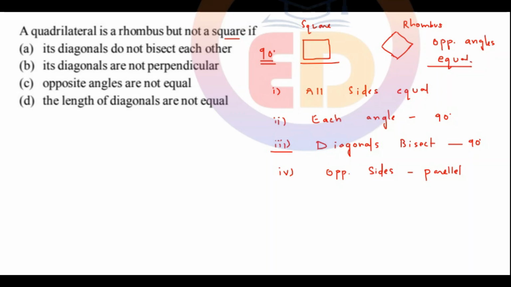Also remember that in a square diagonals are equal. And in a rhombus diagonals are not equal. So this is the major point of difference between a square and a rhombus, that in a square diagonals are equal, in a rhombus diagonals are not equal. And this will become the basis of this answer. A quadrilateral is a rhombus but not a square. It is a rhombus when its diagonals are not equal, which is mentioned in option number D.